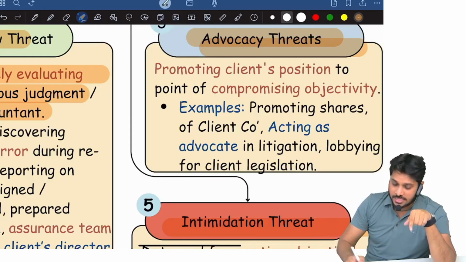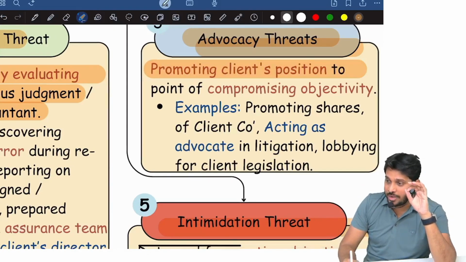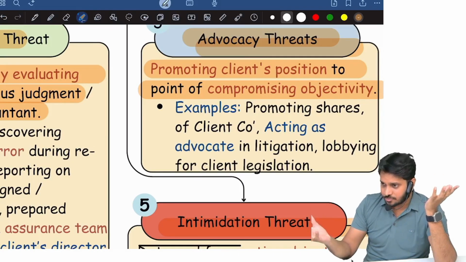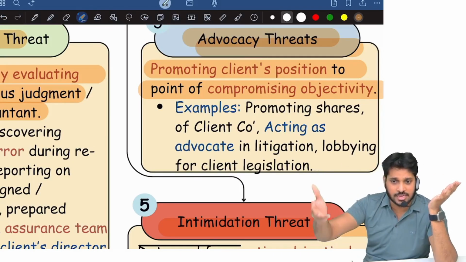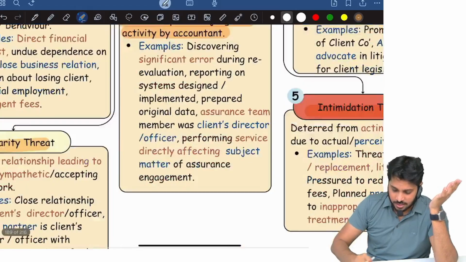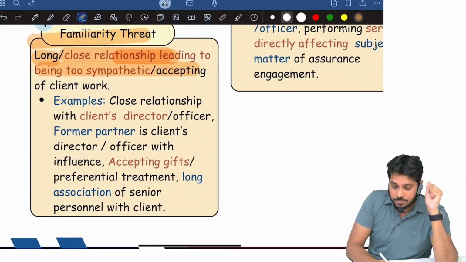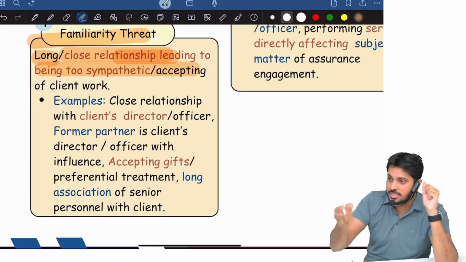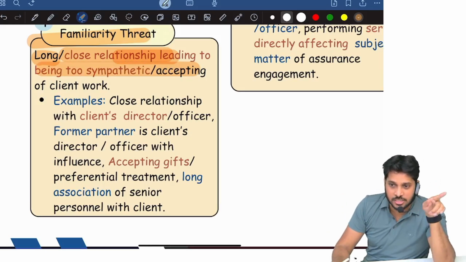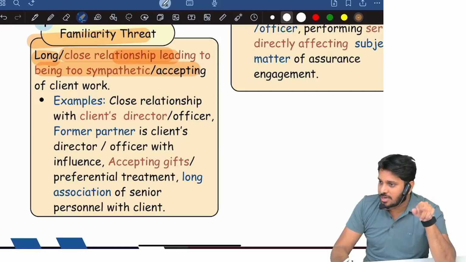Yes or no? Next, advocacy threat: promoting the client's opinion without any logical bias. You are blindly supporting the client. That is nothing but what we call an advocacy threat. Familiarity threat: a long relationship with the client, a close relationship, or being too sympathetic to the client. This is a familiarity threat. That's why rotation once in 7 years is mandatory in the case of an engagement partner in SQC.